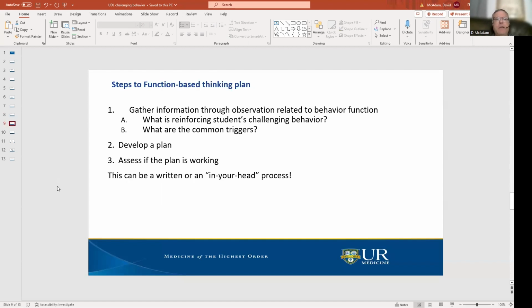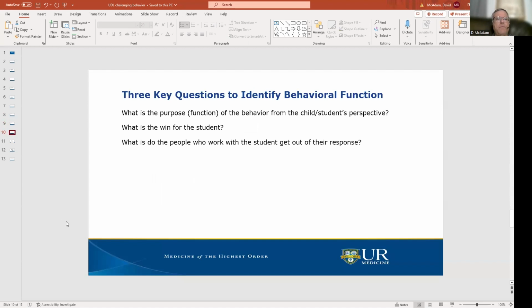The steps of function based thinking is spending some time thinking about the situation. What are the things that the child consistently does? Under what circumstances? And what is the response or the positive thing from their perspective they may be getting out of the display of challenging behavior? Some key questions for you to consider.